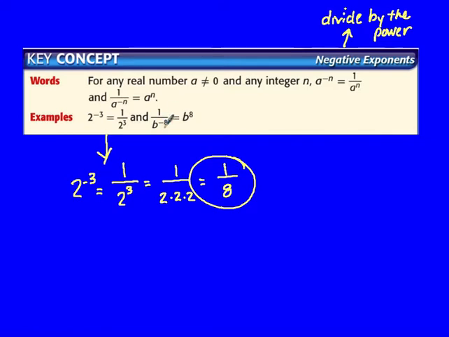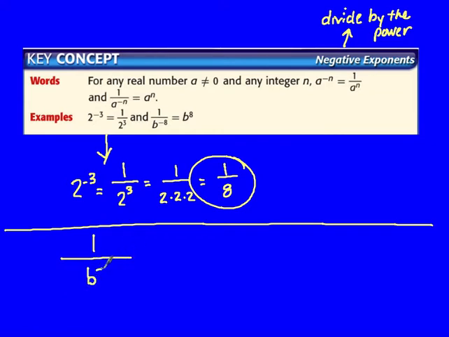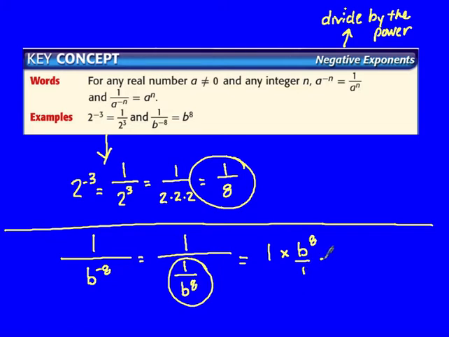All right, now they show us 1 divided by b to the negative 8. So what happens when it's on the bottom? Let's see this. What I have here is 1 divided by b to the negative 8. So what that means is this is 1 divided by 1 over b to the 8th. And remember our fraction rules, in order to divide by any fraction, we're going to flip that and multiply. So technically this is going to become 1 times the reciprocal of 1 over b to the 8th, which becomes b to the 8th over 1, or simply just b to the 8th.